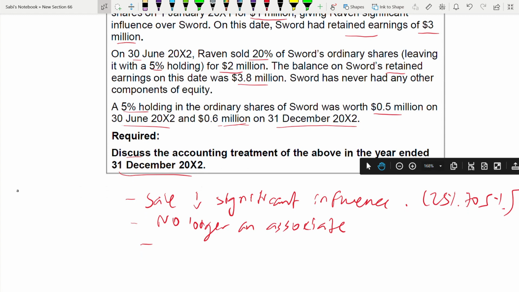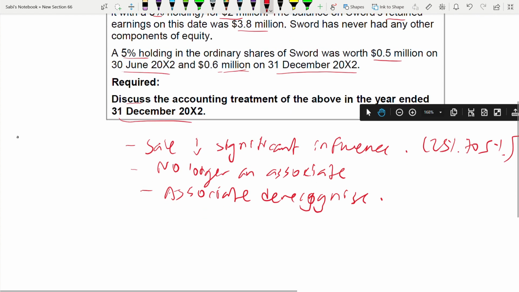Before we come to that, you have to de-recognize the associate. All this must be there in your answer to get the full marks. I'm writing it in point form, but you have to write it in proper sentences in paragraphs. Then let's talk about the associate first. Initially it will be recognized at 1 million because you bought it for 1 million. Initial recognition of an associate.